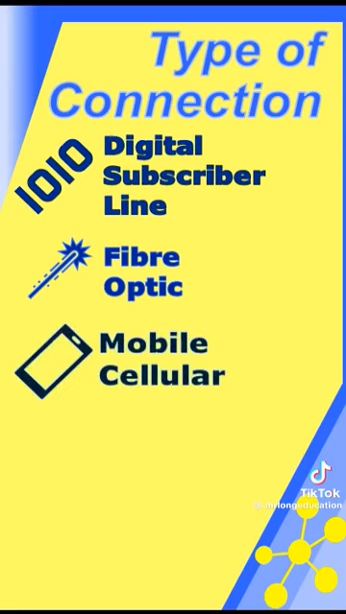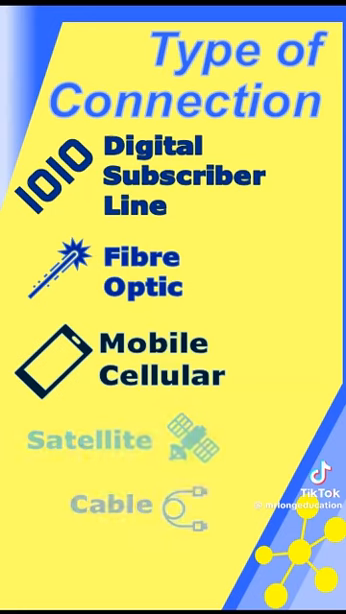Mobile cellular internet uses cellular networks to provide internet access, typically through a device like your smartphone or a cellular modem like a 3G modem. There are other forms of internet connections like satellite and cable, where satellite uses a satellite in orbit to transmit and receive data, while cable internet uses the cable television network to provide internet access.